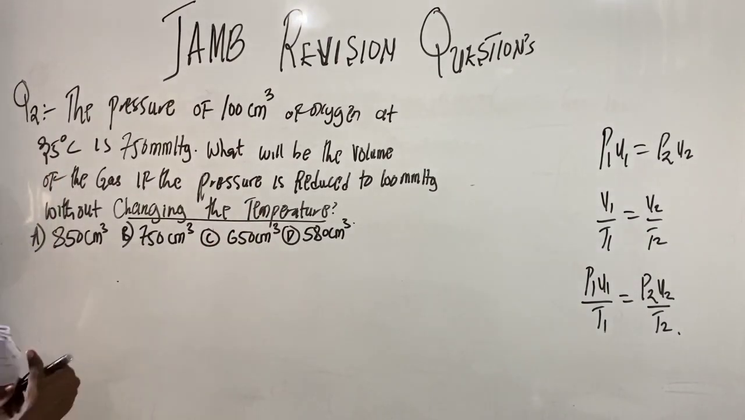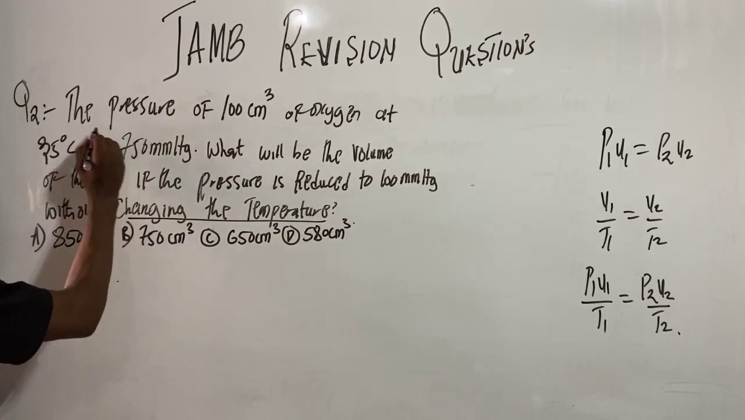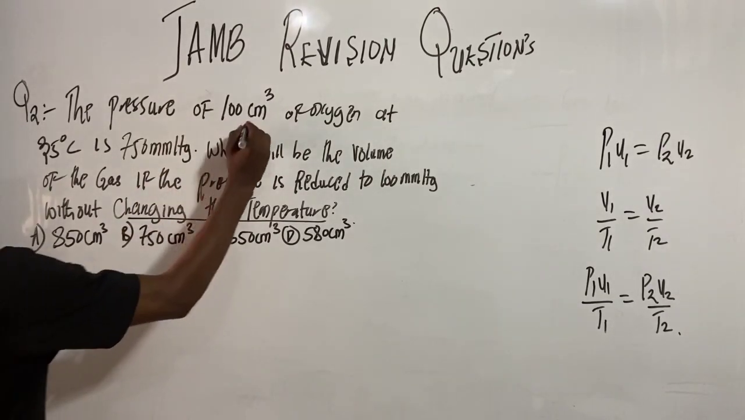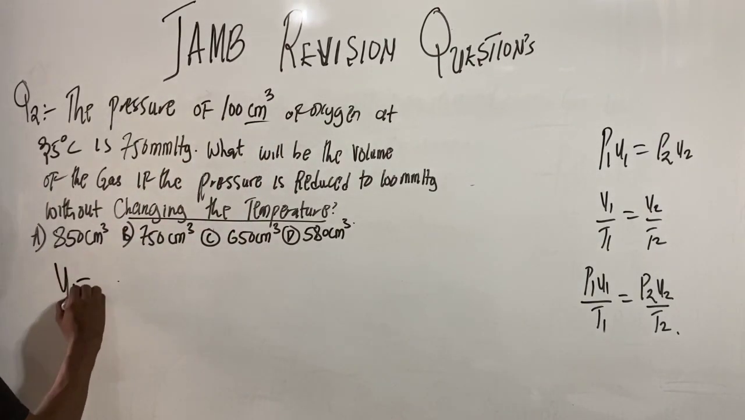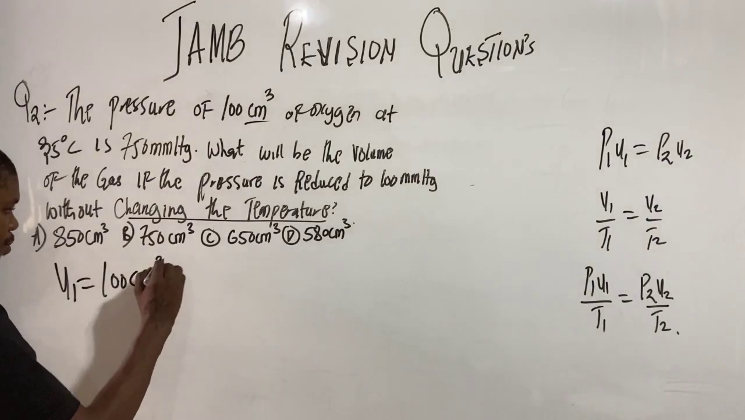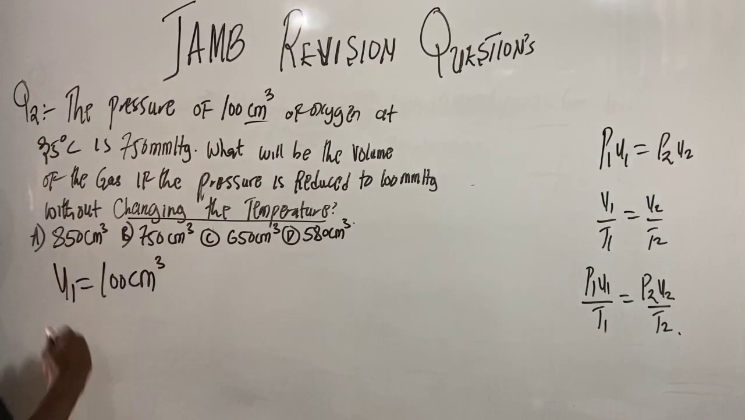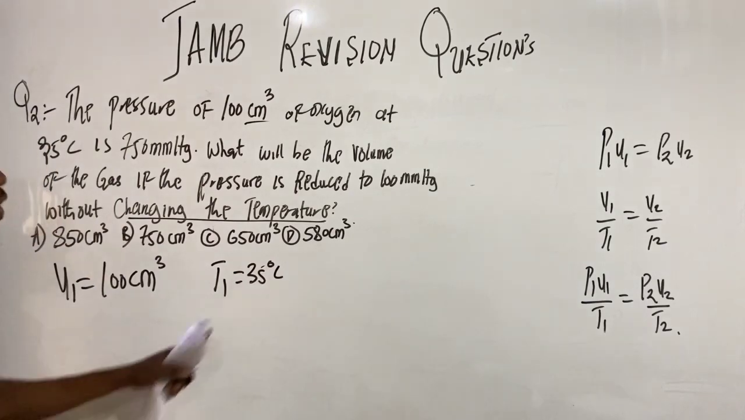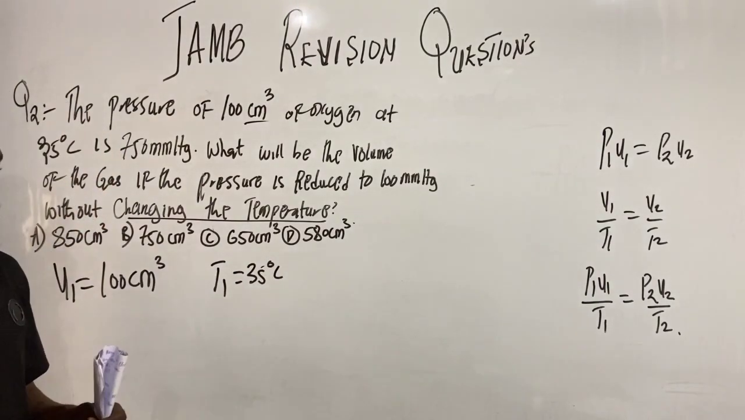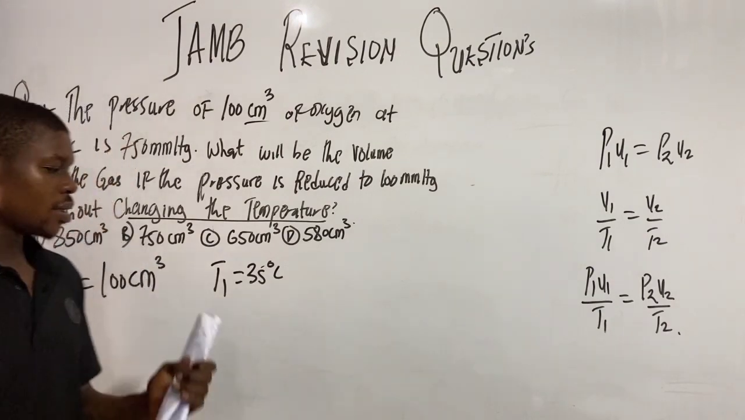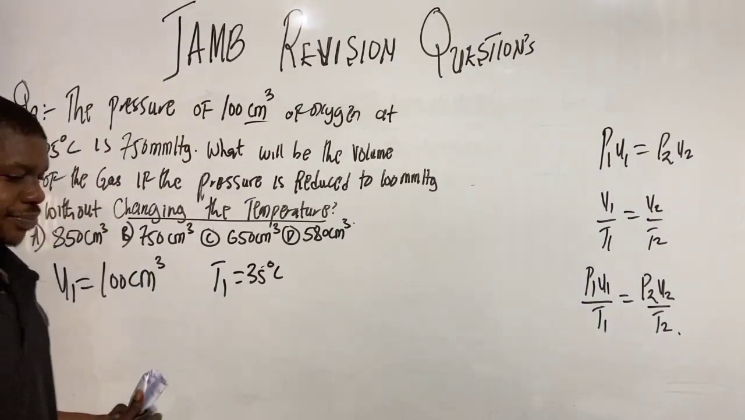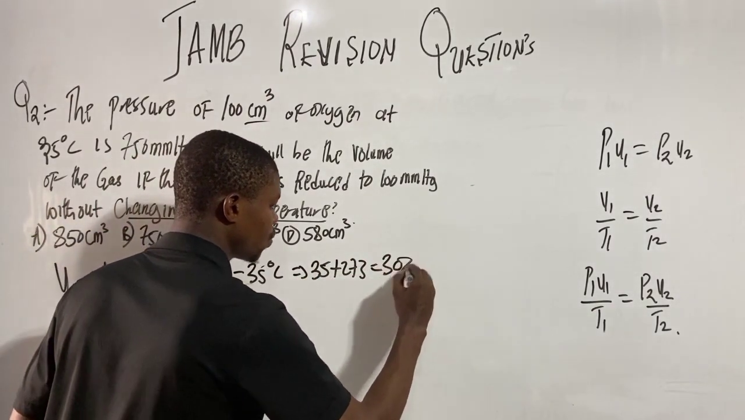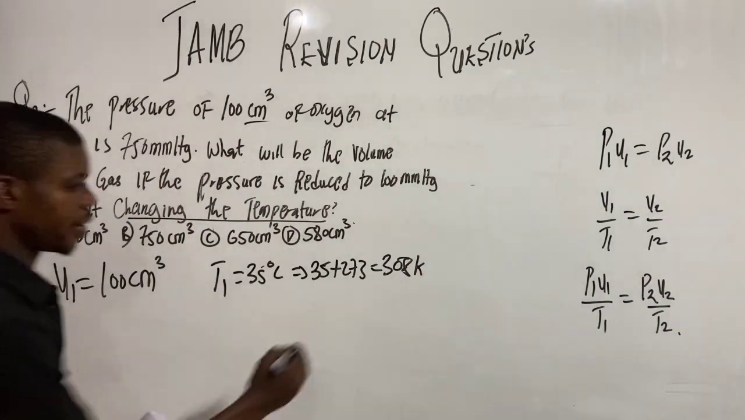So let's look at it. In the question here, the volume is 100 cm cube. So my V1 is 100 cm cube. My temperature, let me say my T1, is 35 degrees centigrade. Of course, whenever you see temperature, you need to convert to Kelvin, and to convert to Kelvin, you need to add 273. So 35 plus 273 is equal to 308 Kelvin. Do you get that? 308.